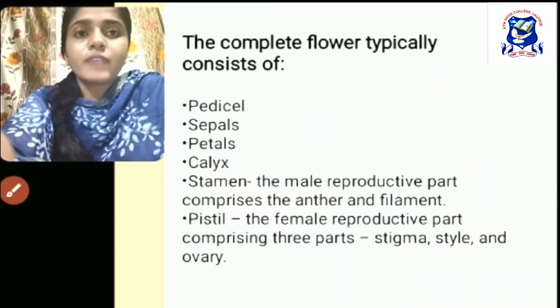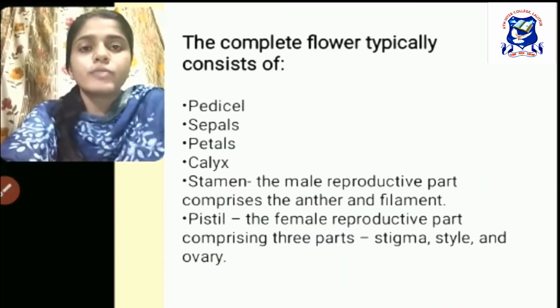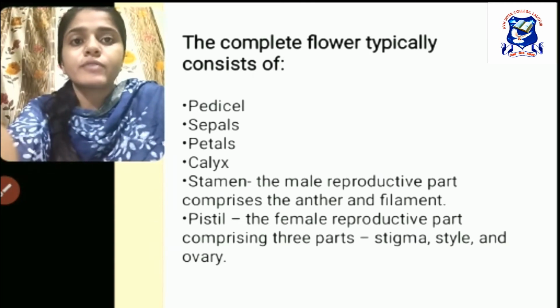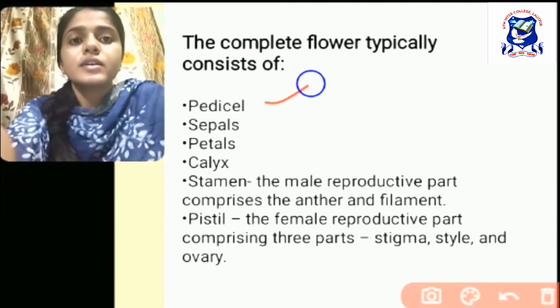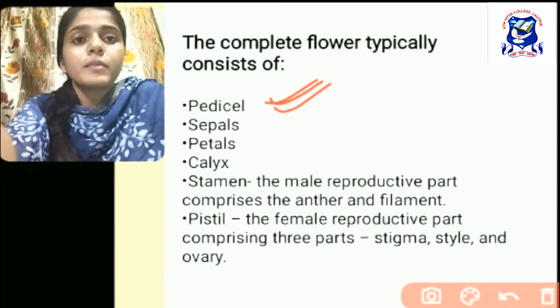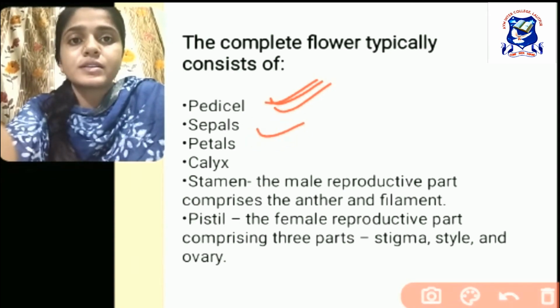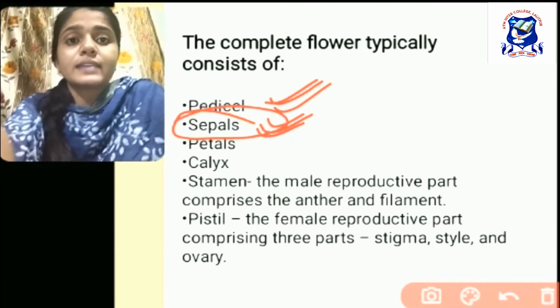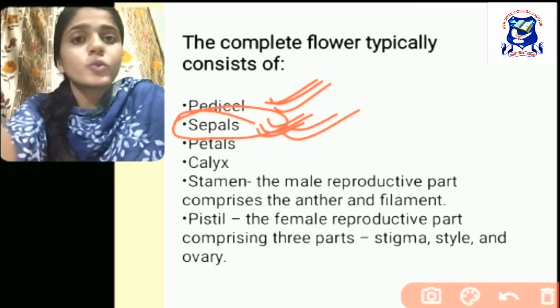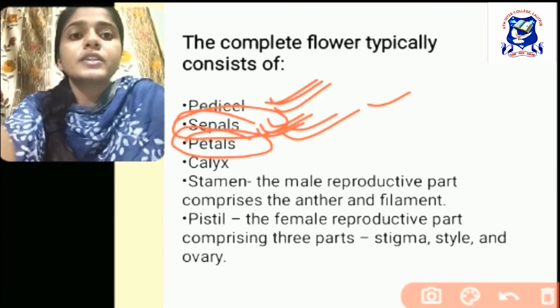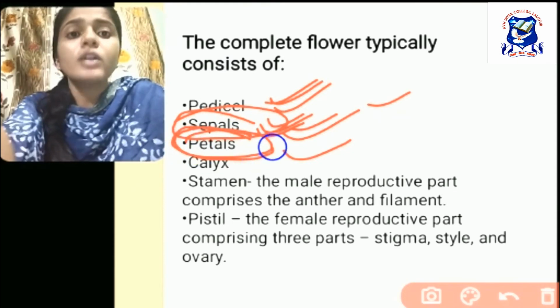Now we are talking about the complete flower and its parts. First is the pedicel. This is the stalk by which the flower is attached to the main stem. Now sepals. A group of sepals is also known as calyx. These are the green colored parts. Petals are the colored part of the flower. The group of petals is called corolla.